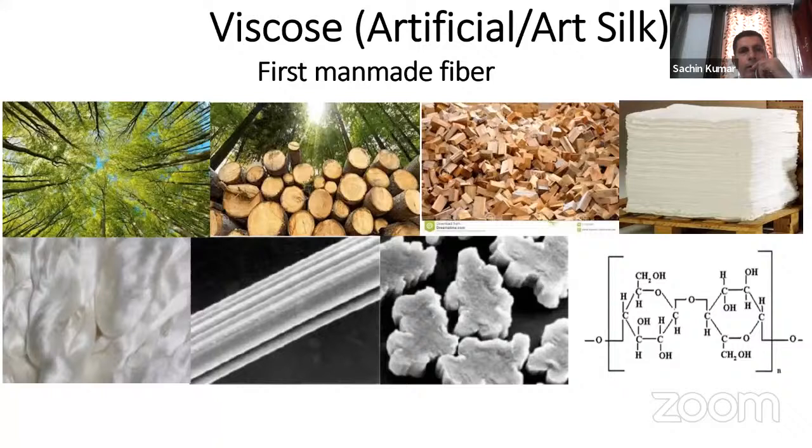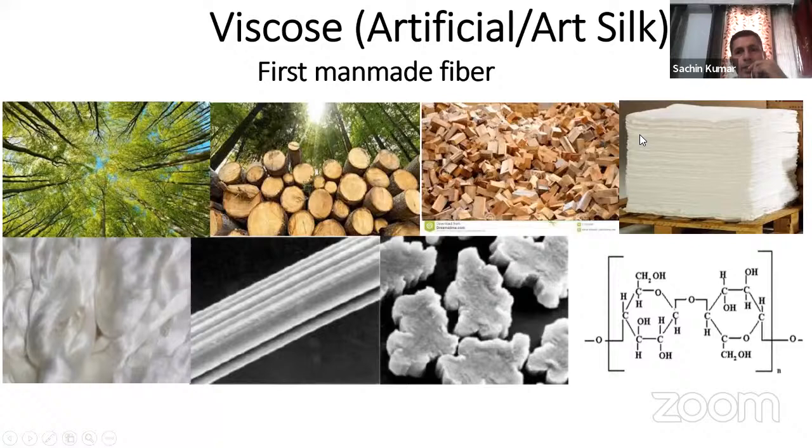Viscose fiber. This is also called artificial silk or art silk. Its luster is like silk, but its cost is very, very less, very cheap as compared to silk. This is obtained from trees. We cut the trees into logs and then chip them into very small pieces. A process similar to that used for manufacturing paper is used here, and that is converted into white pulp sheets.